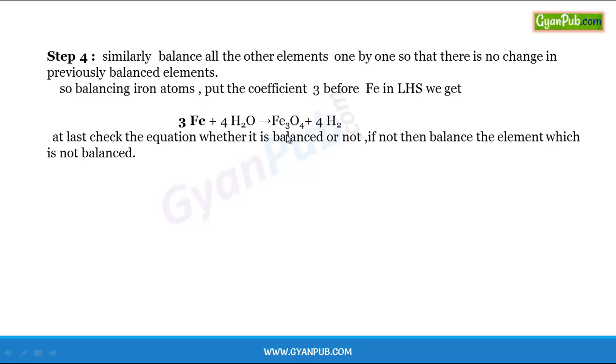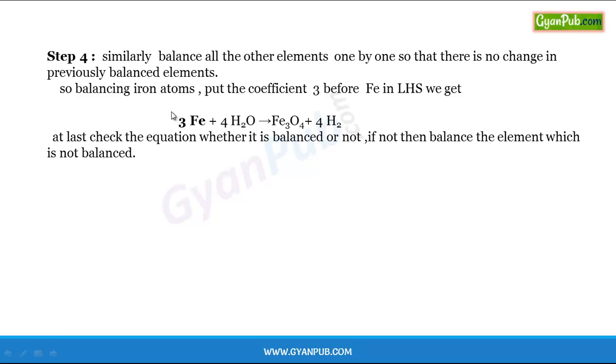Now there are 3 iron atoms on the right hand side of the equation. So to balance the iron, we need to put 3 before the iron on the left hand side, so that we get 3Fe plus 4H2O gives rise to Fe3O4 plus 4H2.